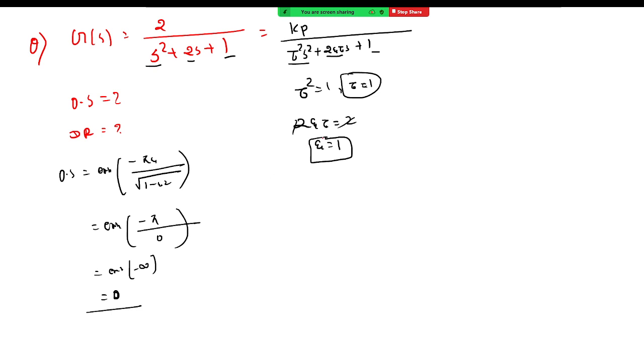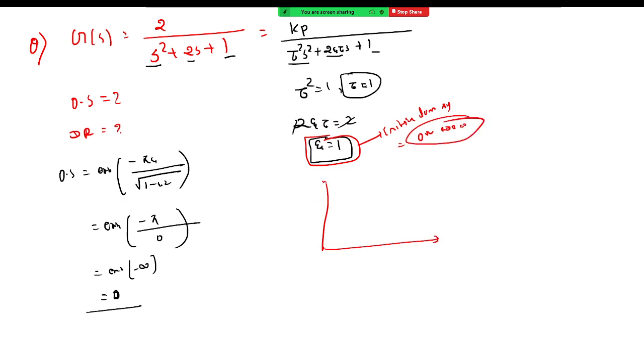Obviously, if zeta comes out equal to 1, then it is a critically damped system. That's why your overshoot and decay ratio will be equal to 0, because the plot of a critically damped system will look like this. There is no oscillation in a critically damped system, so definitely the overshoot and decay ratio will be equal to 0. Fine.